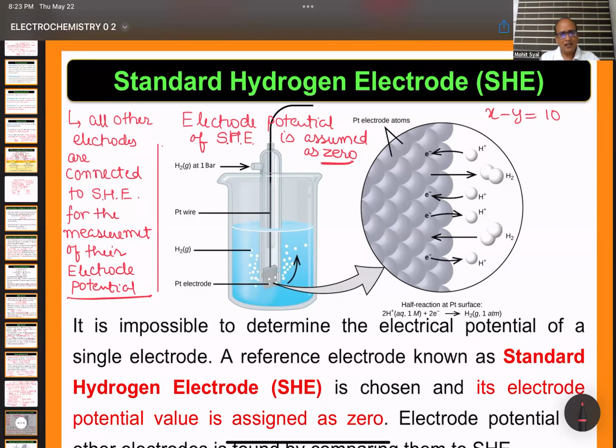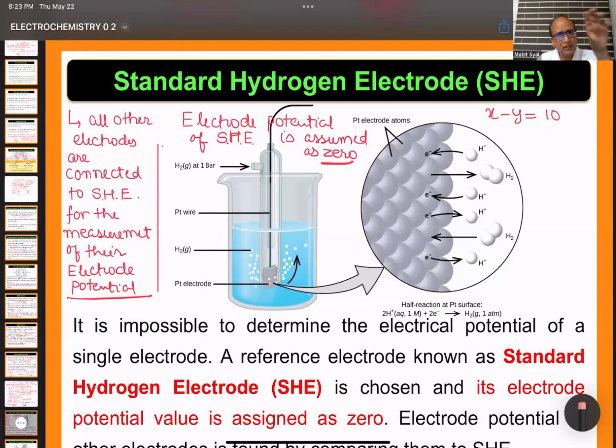So one electrode you need to fix. Otherwise, x minus y is 10, y can be anything, x can be anything. The difference is 10. They could be 100 or 110. They could be 210 and 200. It's a vicious circle. We can't get the value until we fix the value of one of the electrodes.